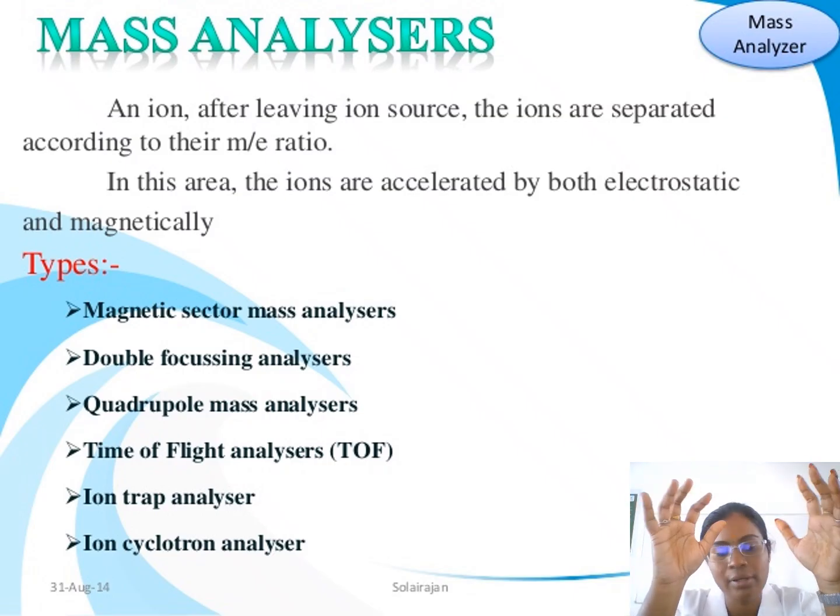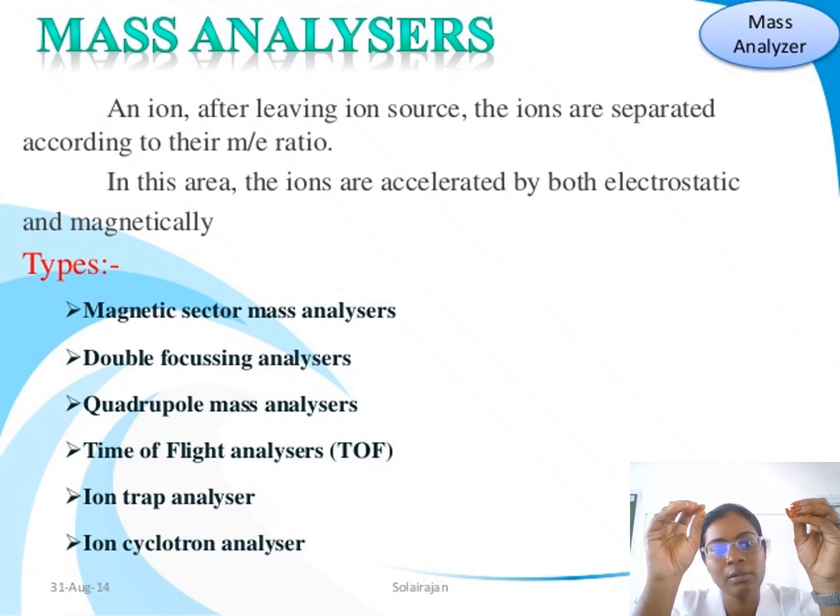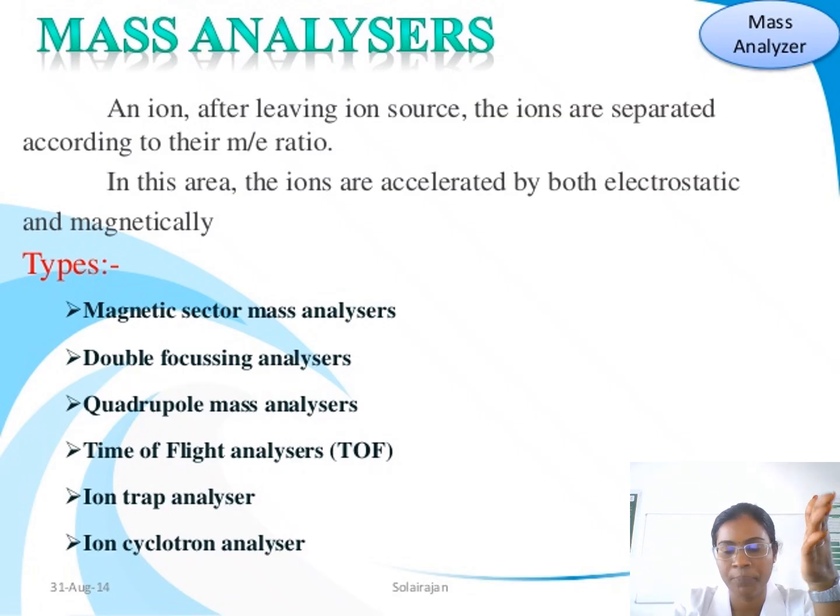Okay, we are looking at the types of mass analyzer here. So the first one: what is the analyzer? The ions, after leaving the ion source, are separated according to the mass-to-charge ratio. In this area, ions are accelerated both electrostatically and magnetically.